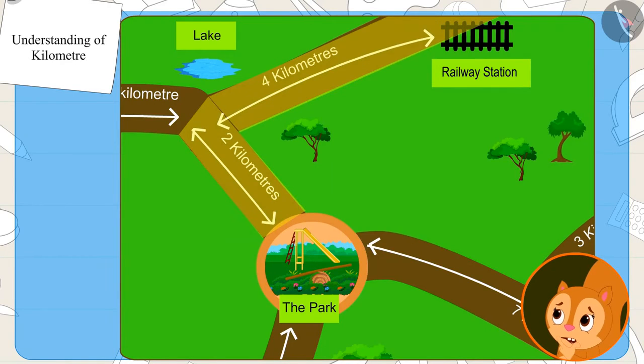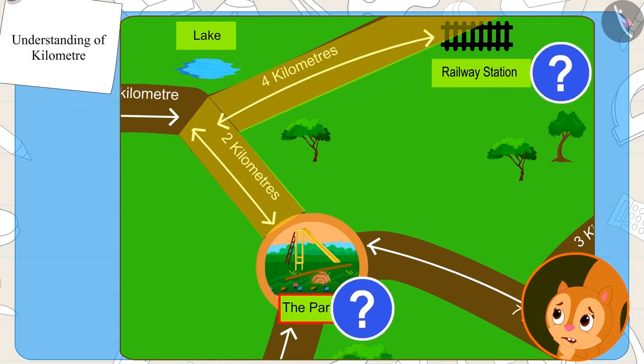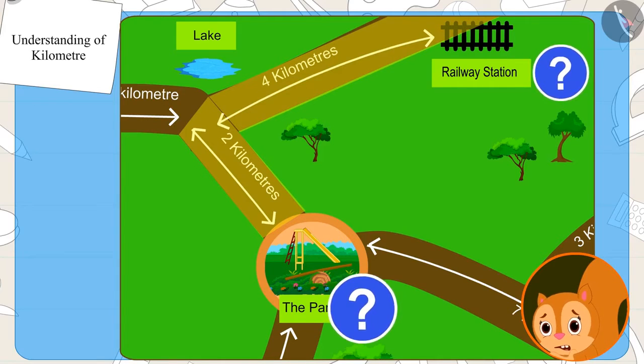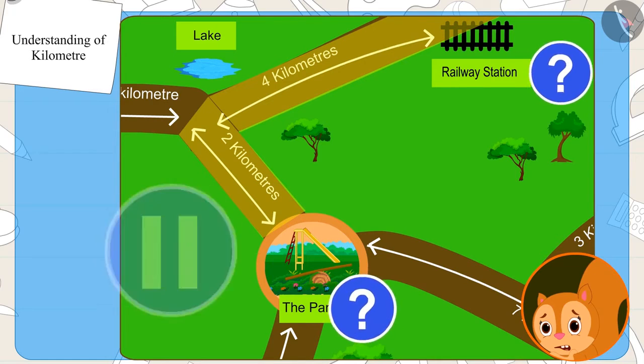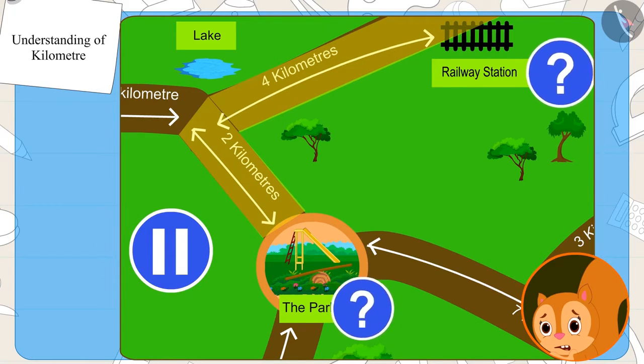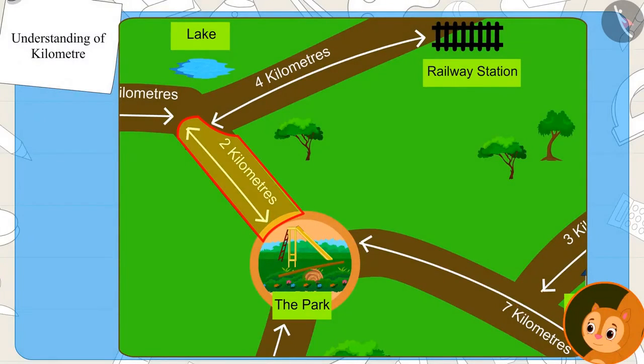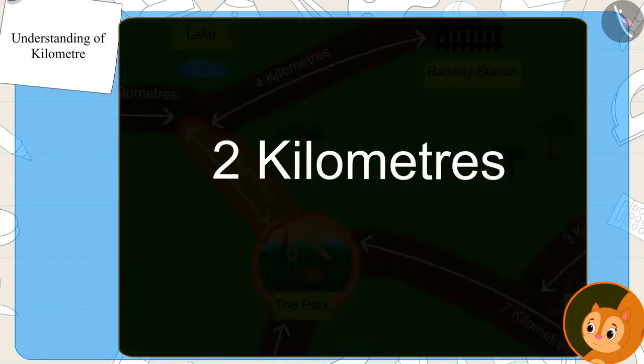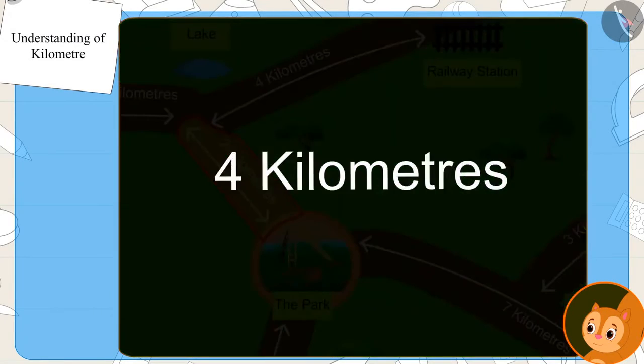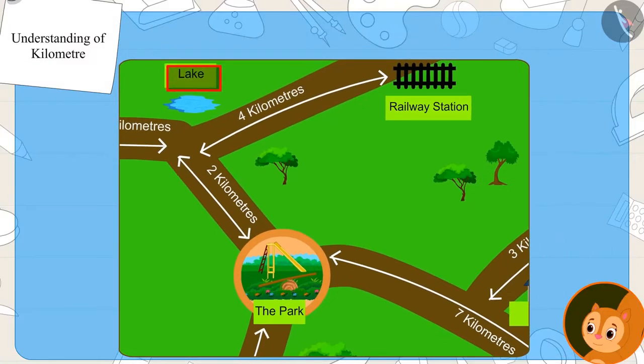Now Chanda is thinking that which place is closer to the lake? Railway station or park? Kids, can you help Chanda find the answer to this question? If you want, you can pause the video and find the answer. Well done, kids. The answer you found is correct. Because 2 kilometers is less than 4 kilometers, hence the park is closer to the lake.